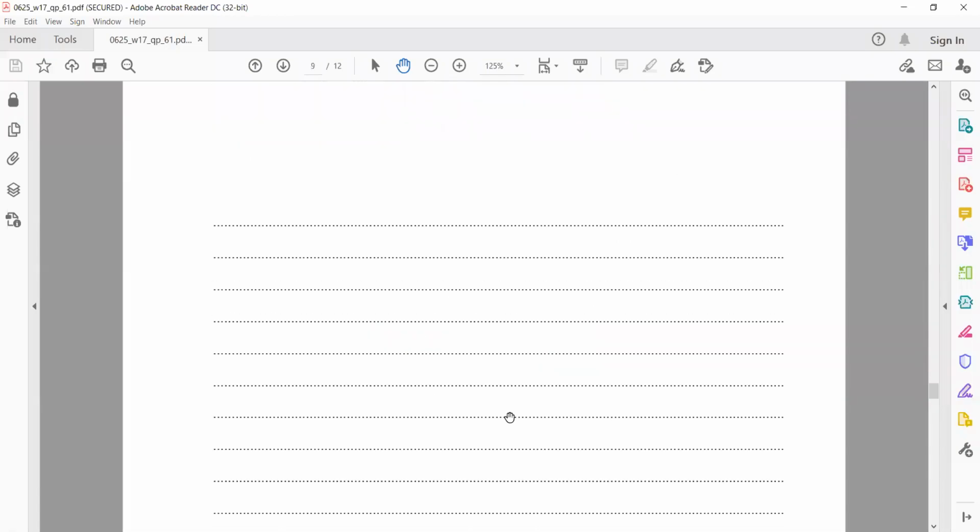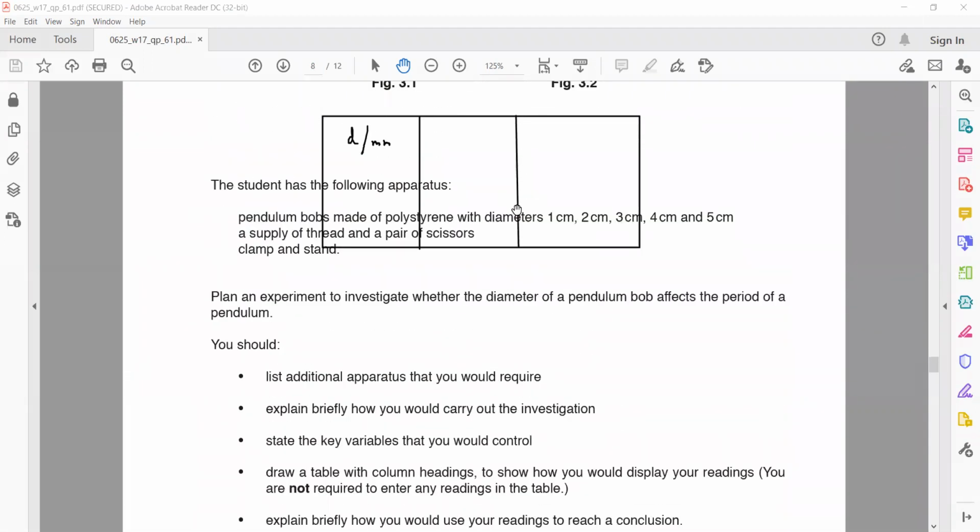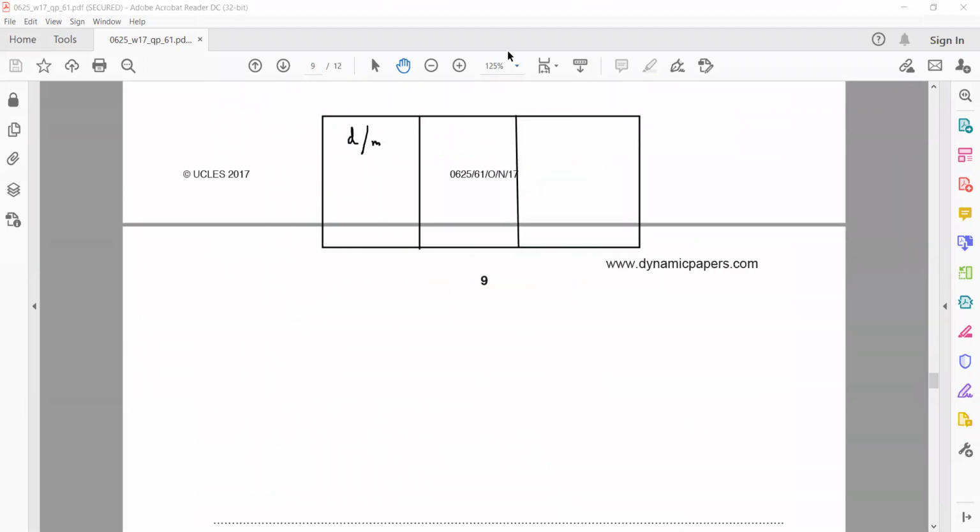So we can draw a table. For the size of the bob, that is D, the time for 20 vibrations and the time for 1 vibration. D is in millimeter, I guess. Just a minute. Centimeter. So D is in centimeter. When they mention a table with column headings, you have to write the unit. Time in seconds and time period also in seconds.